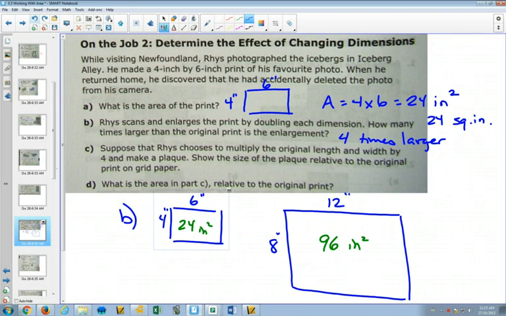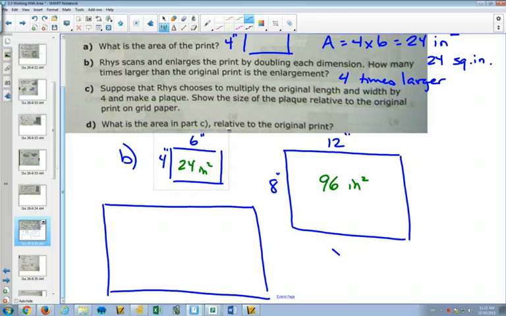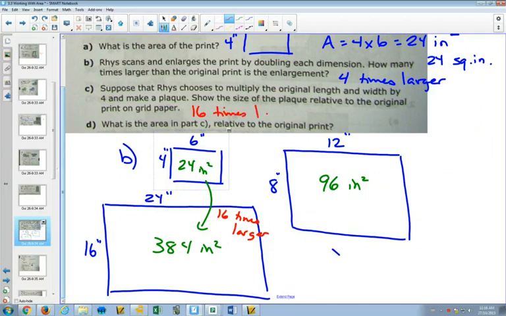Suppose you wanted to make it even bigger and take the original length and width and multiply them by 4 to make a huge plaque. If you multiply it by 4, and I'm not going to actually draw it to scale here, I'm just going to draw a bigger one. If I multiply this side by 4, it's now 16 inches. This side is now 24 inches. And 16 by 24 gives us 384 inches squared. And this one to this one is now 16 times larger. So we can write here that in C it is now 16 times larger.